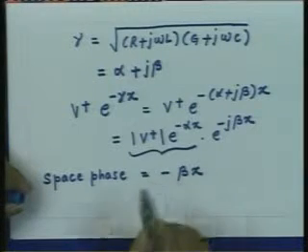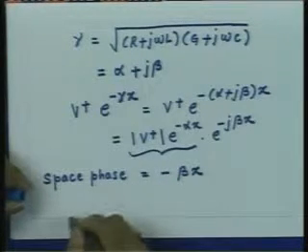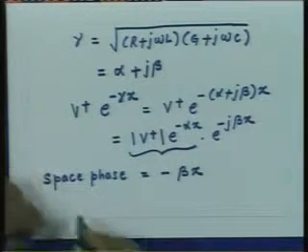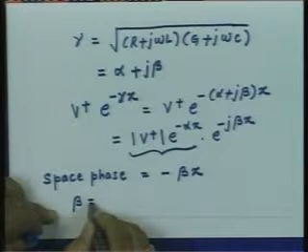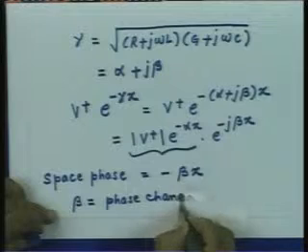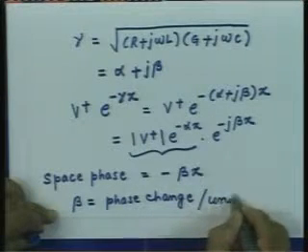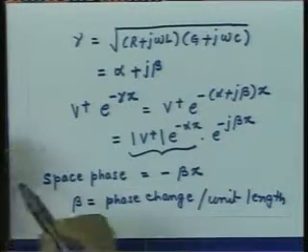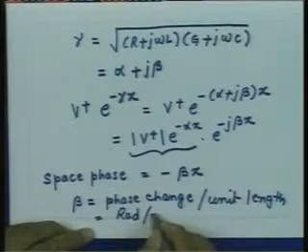Since this quantity beta x is the phase, beta essentially represents the phase change per unit length. So, this quantity beta is the phase change per unit length, and hence the dimension for beta is radians per meter, or per unit distance.